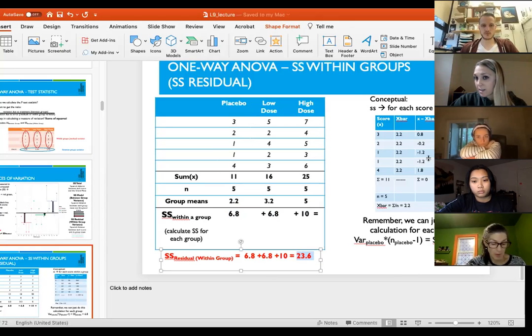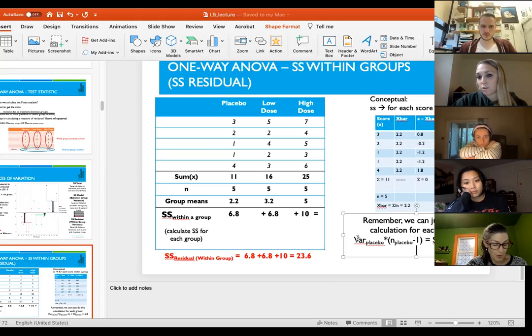Whenever we do this in R in a second, instead of going through this manually, doing each score minus the mean squared, summing it for each group, and then summing all that, what we're going to do is just do it for each group. We're going to take the variance and multiply by n minus 1. Because remember, we have a function for variance, and we know that variance times n minus 1 is sums of squares, right? Because we know in order to get to variance, we have to divide by n minus 1. So we already know that.